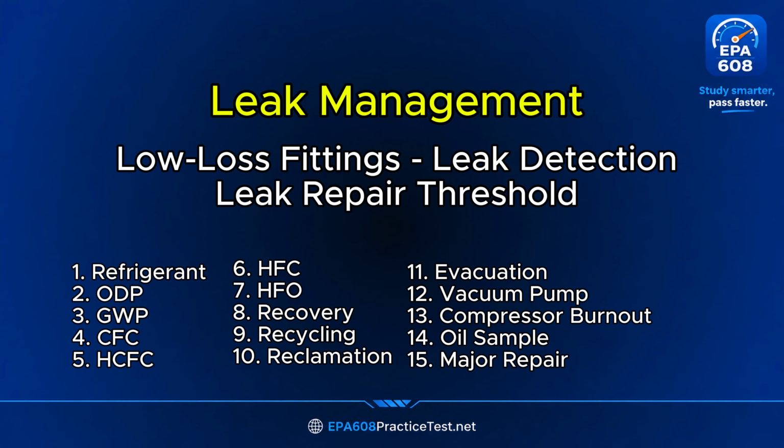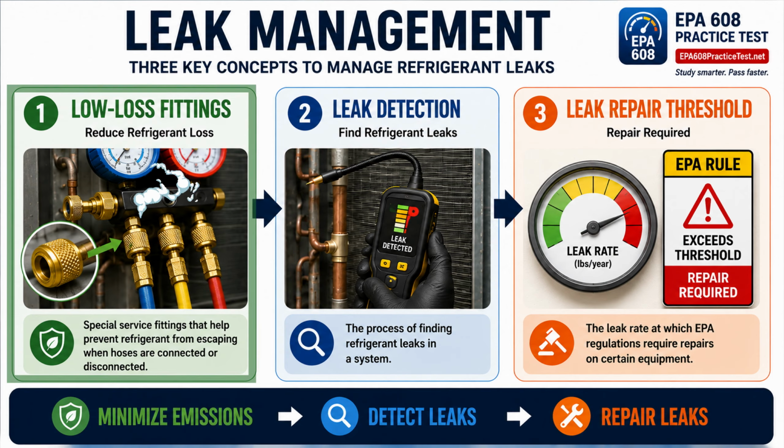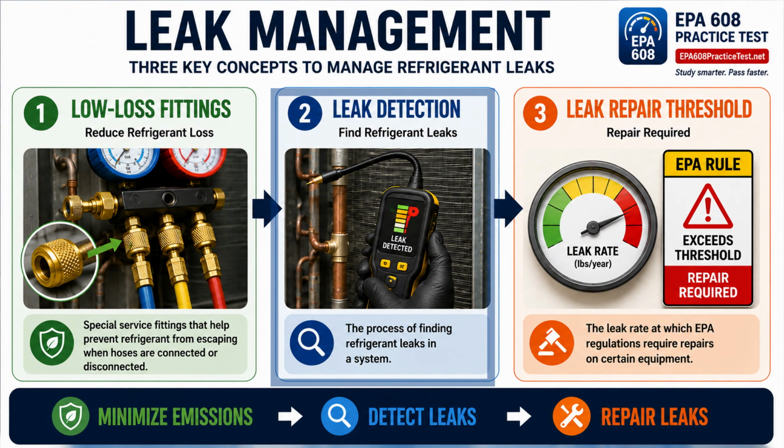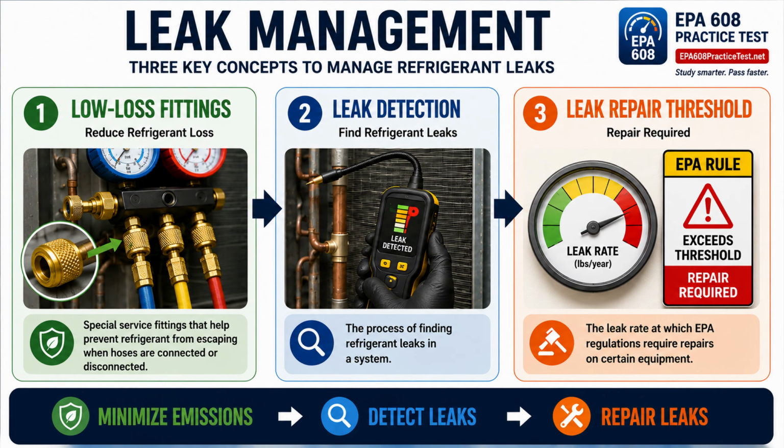Leak management. Leak management involves 3 key concepts. Low-loss fittings are special service fittings that help prevent refrigerant from escaping when hoses are connected or disconnected. Leak detection is the process of finding refrigerant leaks in a system. A leak repair threshold is the leak rate at which EPA regulations require repairs on certain equipment. For the EPA exam, remember, minimize emissions, detect leaks, repair leaks.